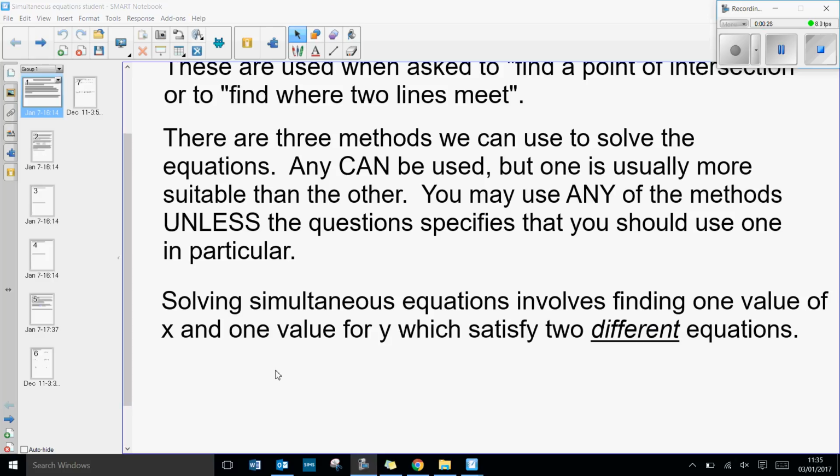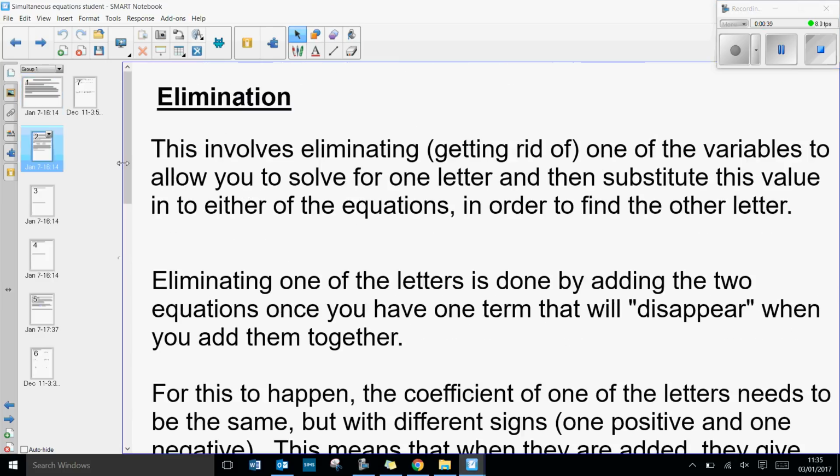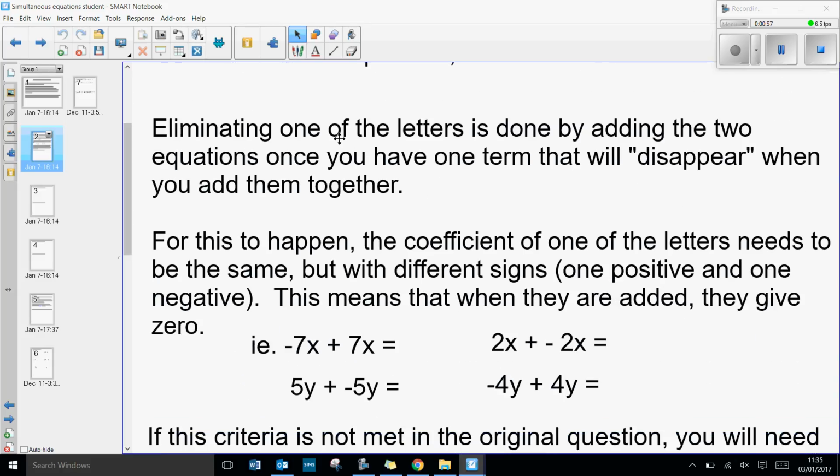Solving simultaneous equations involves finding one value of x and one value for y that have to satisfy two different equations. So, elimination. This involves eliminating, which means getting rid of one of the variables, either the x or the y, to allow you to solve for one letter. You then substitute that letter into either of the other equations in order to find the other letter. Eliminating one of the letters is done by adding the two equations.